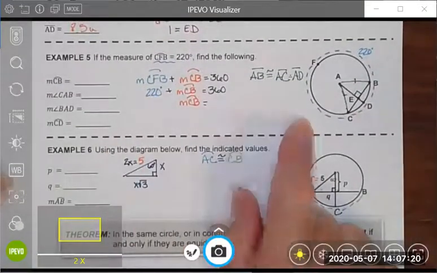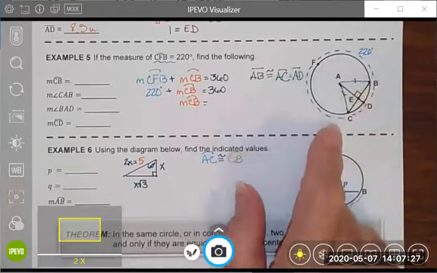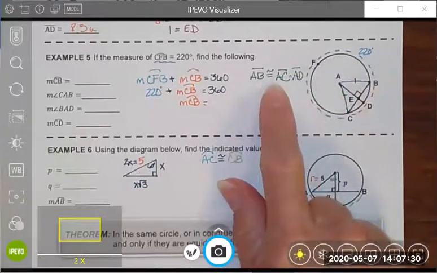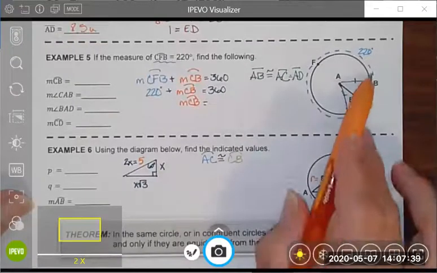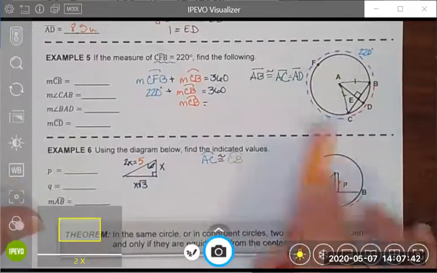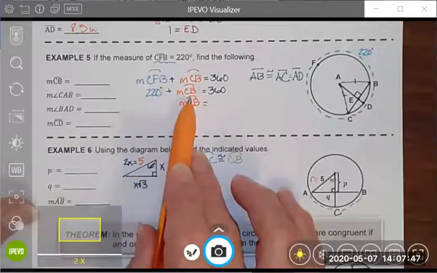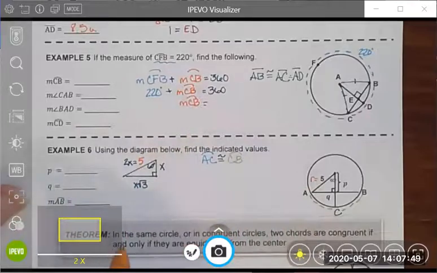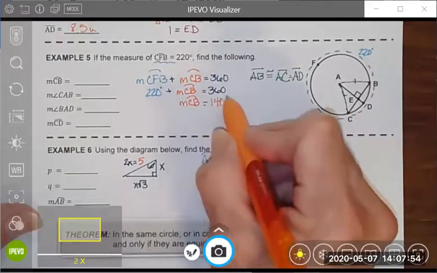I use the same logic to solve example 5. In example 5, I went ahead and drew my radii. I know that AB is congruent to AC, which is congruent to AD because all radii are congruent. I know that all the arcs of my circle add up to 360 degrees. So if arc BFC or CFB is 220 degrees, I can find the measure of arc CB by subtracting from 360. And when I do that, I learn that arc CB is 140 degrees.